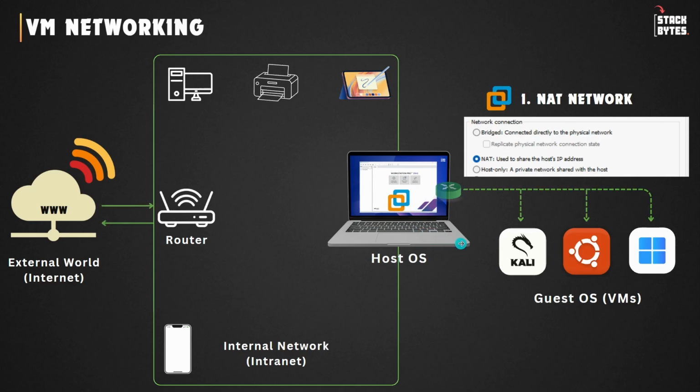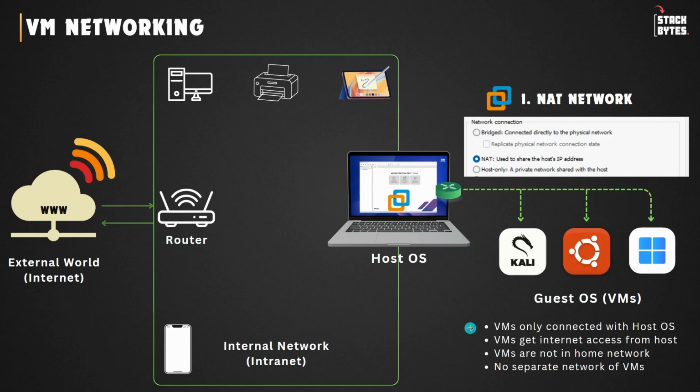Now, the points to be noted here are that the virtual machines are not in any network. They are all just independently connected to the host OS and are getting the internet connection directly from it. They are not even in the host's internal network. We also call the internal network the home network, right? So these VMs are not in the home network.